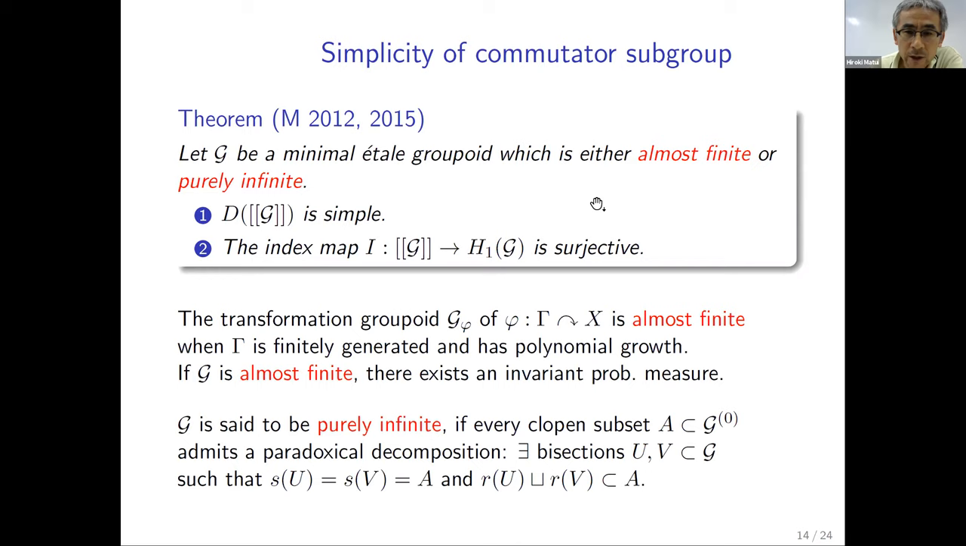So this is a theorem. If G is almost finite or purely infinite, the groupoid has such nice properties. The transformation groupoids of the integers or Z^n are examples of these almost finite groupoids. So let's go to some examples of purely infinite groupoids.